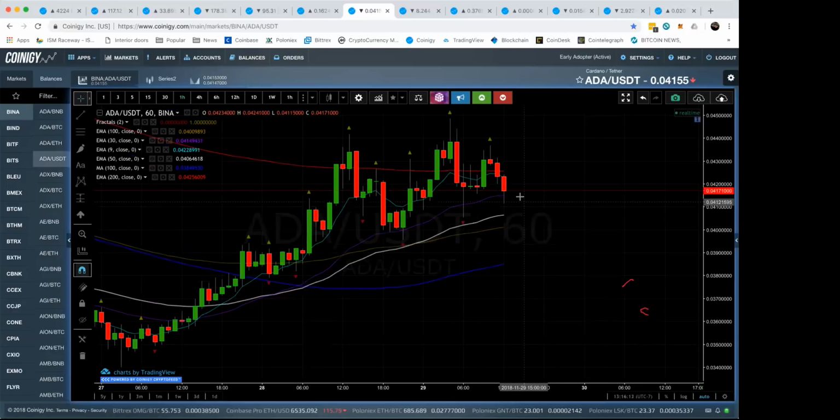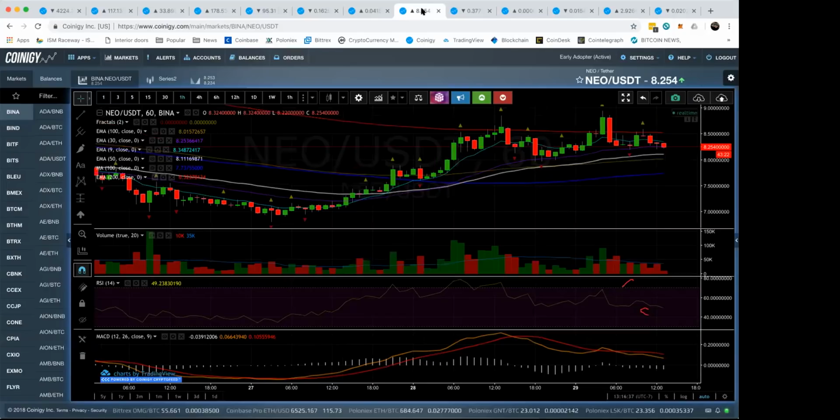ADA, again, we are losing the support of the 9 EMA. We caught it on the 30, but we're probably going to continue to go down if we lose the 30, down to the 50. You can see here how well the 50 has been working as support in this area, and more than likely it'll work as support on here as well. Let's look at NEO.